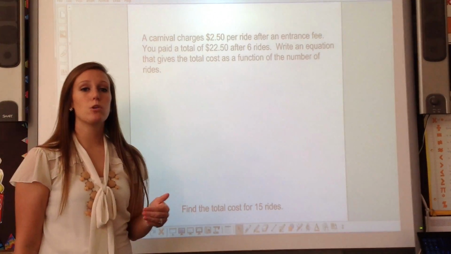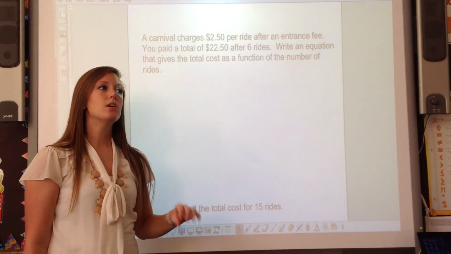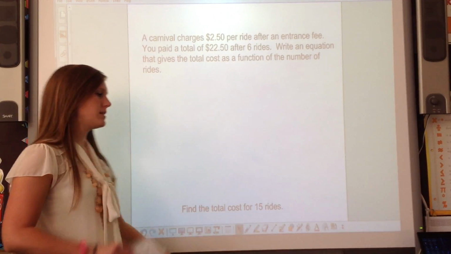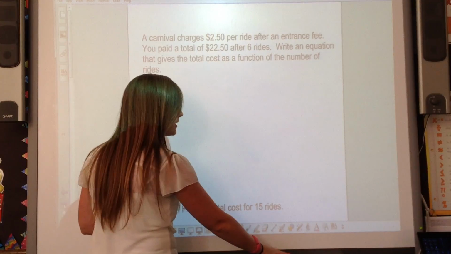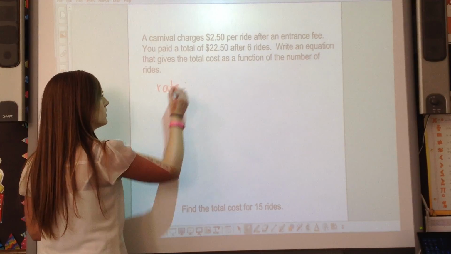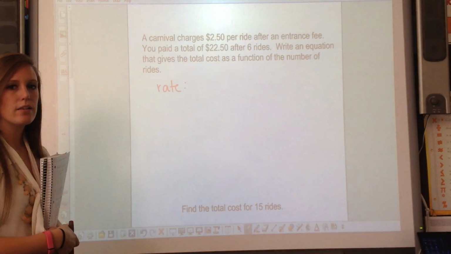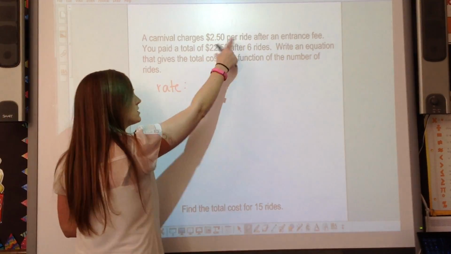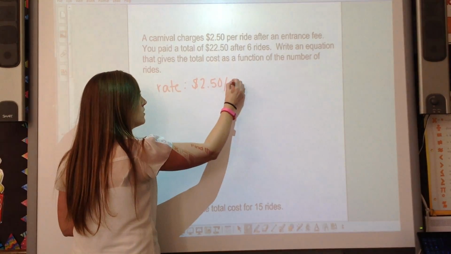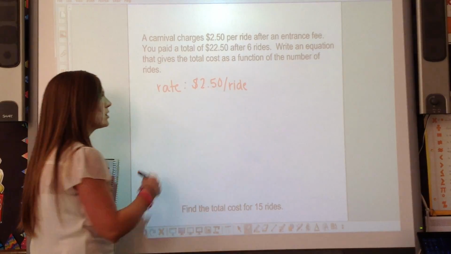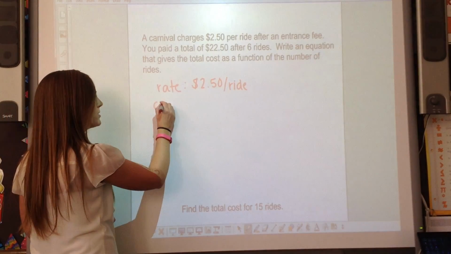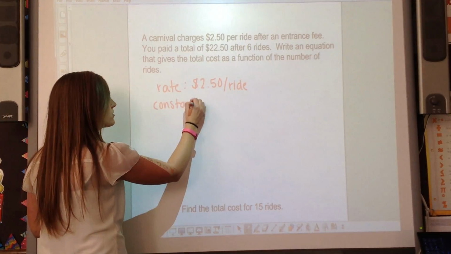Okay, so here's my suggestion for this. We're going to be using slope-intercept form like we have in the past. Slope-intercept form is the total equals a rate plus a constant. Okay, so let's identify our rate and our constant first. The rate is the $2.50 per ride because it's going to change depending on the number of rides. Now the slash means per. Our constant, it's not going to change no matter how many rides you go on, is the entrance fee.